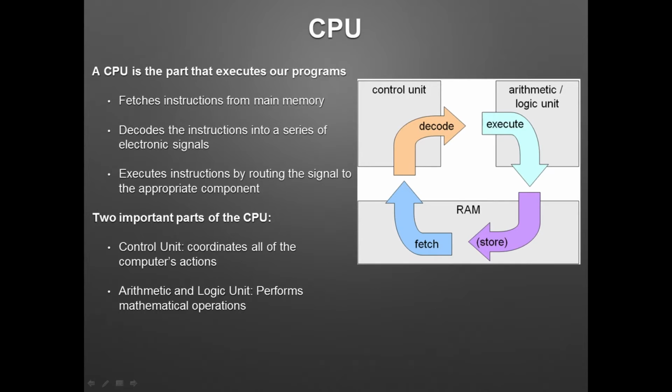The two most important parts of this CPU are the control unit and the arithmetic logic unit. The control unit is going to coordinate all of these actions together. The arithmetic and logic unit is going to provide all of the mathematical operations that need to be done. So if somebody wants to move things around, or if you write a program that asks what's 2 plus 2, the arithmetic logic unit is what's going to perform those mathematical operations to get it to the desired result.